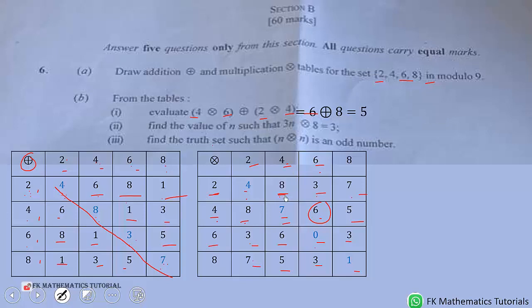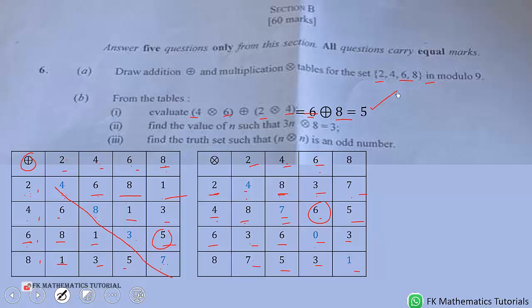So you realize that you now come to the addition table. 6 ⊕ 8. So 6 ⊕ 8 is 5. So that is why the answer is 5.